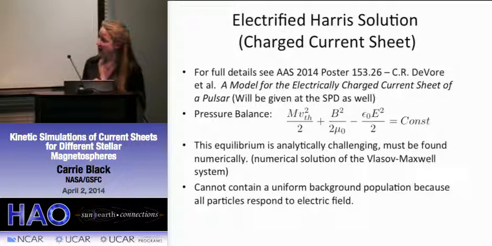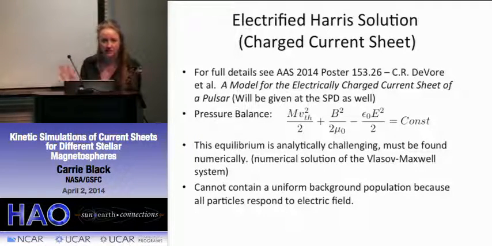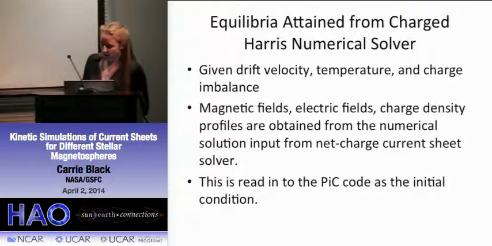In this case, we have a pressure balance of thermal, magnetic, and electric forces. Yeah. So you have to do this numerically. You can't do this analytically. And in this case, you can't actually have a background population because all of the particles will just respond to the electric field. So you don't keep this nice thermal population that's kind of ignoring everything that's going on. They all respond to the electric field. So that's a little bit different.